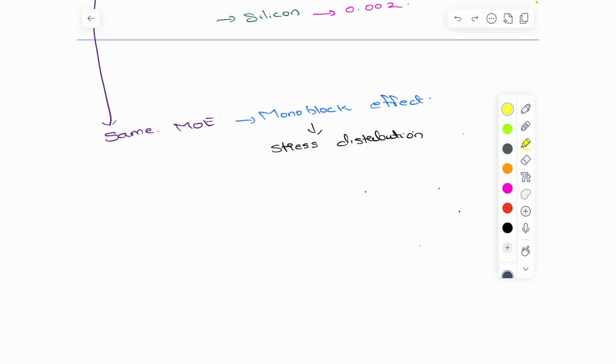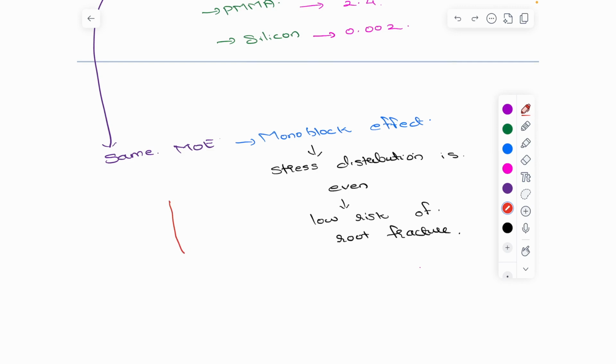That is, there's an equal stress distribution when it acts as a single block. So stress distribution is even, so low risk of root fracture. You know that when we're using the post, you have a root there, inside that you put a post, and on the sides of it you have got the dentine and your cementum. So if these two, the pink and green, have the same modulus of elasticity, or the same stiffness, if some kind of pressure comes from the top, both of them are equally stiff, so the stress distribution is the same.